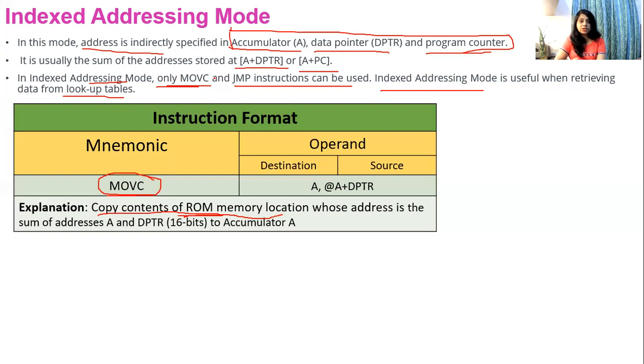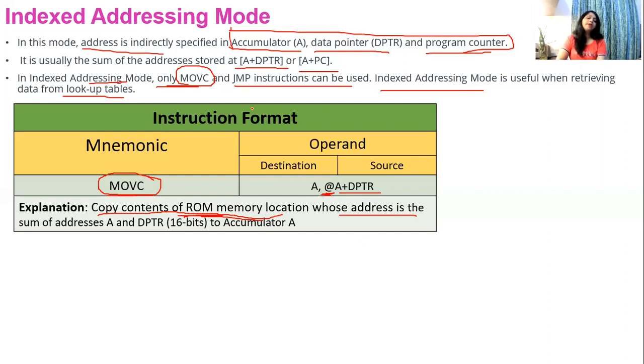Where is the MOVC instruction used? The MOVC instruction is used whenever we want to access external ROM. It copies the contents of the ROM memory location whose address is the sum of the address of A and DPTR, because the instruction is MOVC A, @A+DPTR. The @ indicates that A plus DPTR is an address and not data. Whenever this @ symbol is there, it indicates that it is an address and not data.